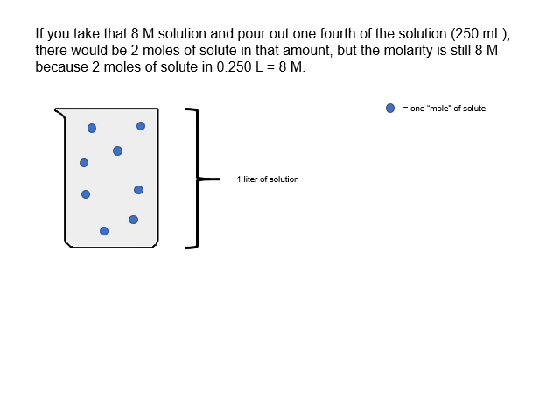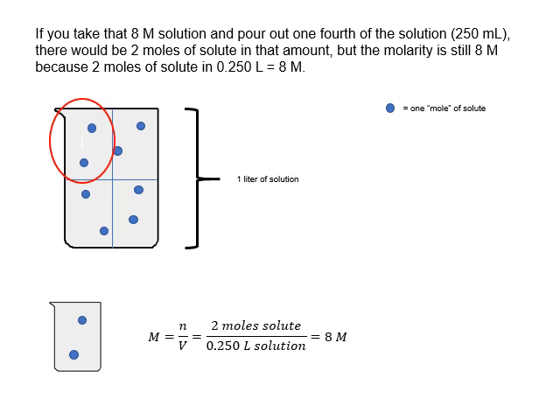If you take that 8 molar solution and pour out 1/4 of the solution, or 250 milliliters, there would be 2 moles of solute in that amount, but the molarity is still 8 molar, because 2 moles of solute in 0.25 liters is equal to 8 molar.